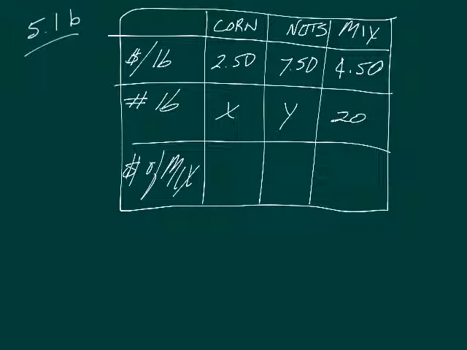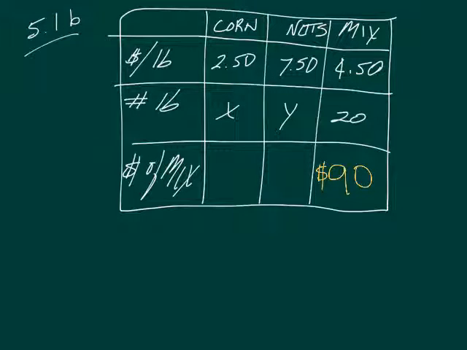And we know that the value of the corn is whatever the cost is times x. So when we take the amount of corn and mix it with the amount of nuts to get our mixture, we're going to end up with $4.50 a pound times 20. Let's go ahead and multiply these two so we know how much our mixture is going to be worth when we're all done. If we take $4.50 a pound times 20, we're going to get $90 worth of mix when we're all done.